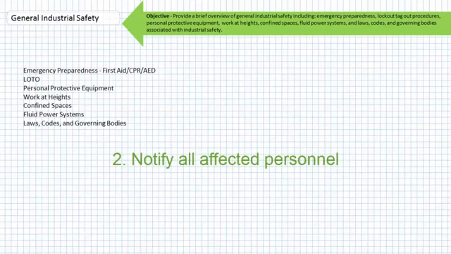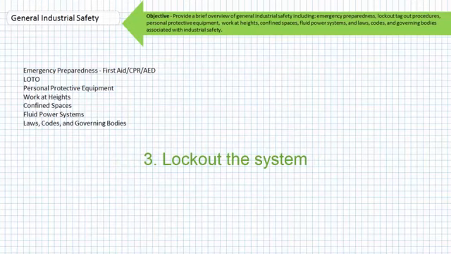Step 2. Notify all affected personnel and shut down the system. Step 3. Lock out, release, or block all sources of energy that have the potential to unexpectedly start, energize, or release during the course of the procedure. This includes means of remote operation. Step 4, and this is super important, verify the system is isolated. Trust no one. Your life is on the line.